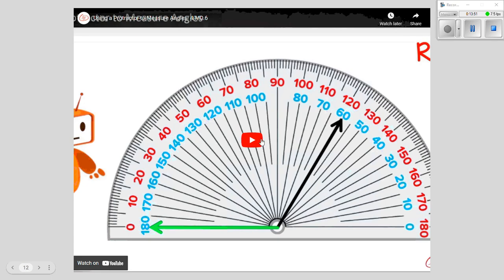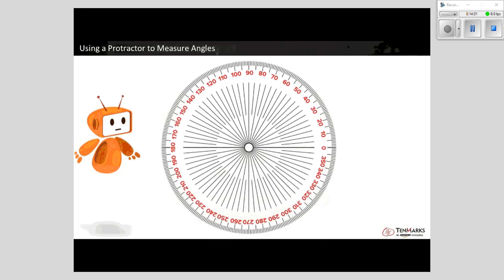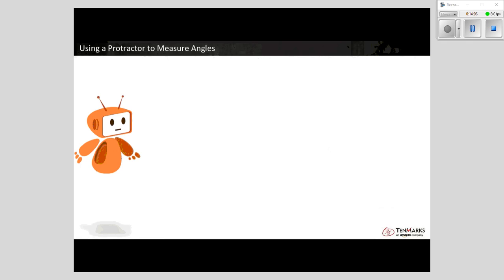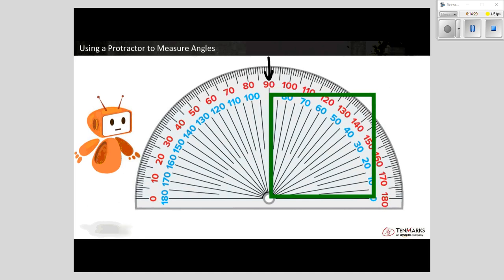Okay, here's a video on using the protractor to measure angles. You can use a protractor to measure angles. This full circle protractor is 360 degrees. A standard protractor is half a circle. There are 2 sets of numbers. The red counts one direction and the blue counts the other. So it is 180 degrees. There are 90 degrees in a square corner, and 45 degrees in half a square corner.